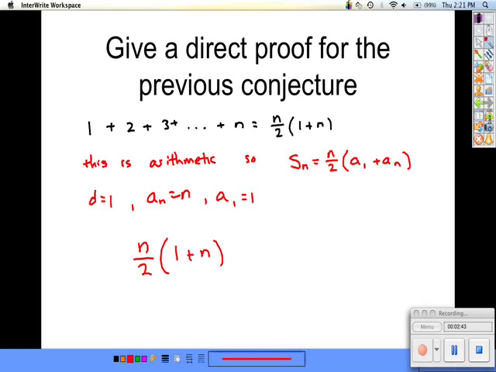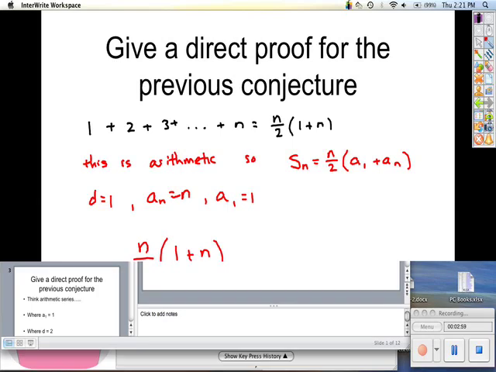We've just proved, because this is an arithmetic series, that the sum of the first n integers is n divided by 2 times 1 plus n. That is a direct proof. Induction is a little different.